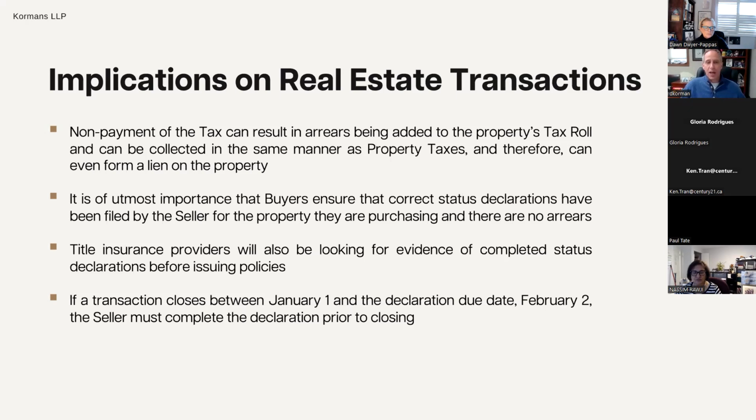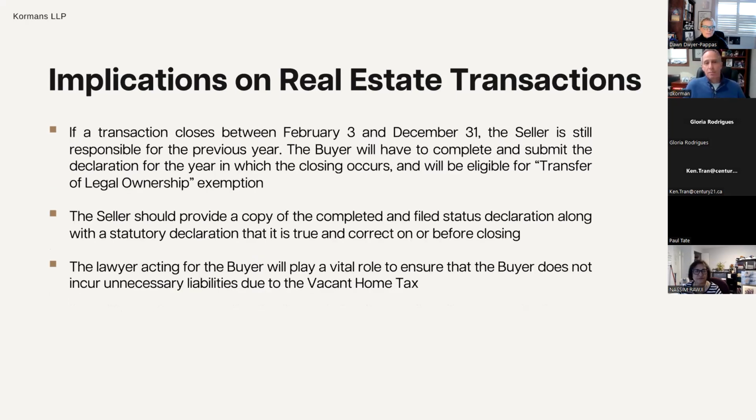And again, if the transaction closes between January 1st this year and February 2nd, the declaration may or may not have been filed yet. But we want to know whether it's been filed. If it closes between February 3rd and the end of the year, the seller's still responsible, because again, this is for the previous year. But it's the buyer that'll be completing and submitting the declaration in the year that the closing occurs, because they're the owner of that property. So that's when they'd be looking to click on the exemption that there's a transfer of legal ownership, but they're the one that's filing the declaration.